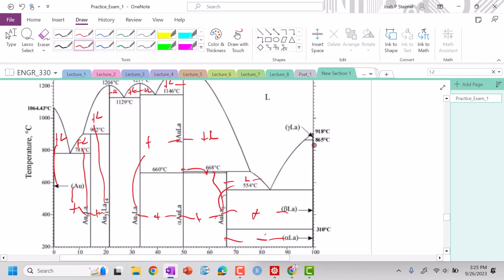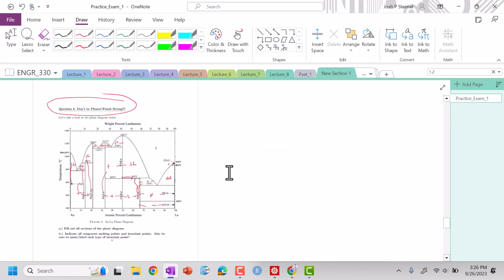And then our gamma. It's right here, so gamma plus liquid there, and then this will be, I assume, our beta plus liquid right here. All right, so let's go ahead and remove all of this text because we want to actually look at some invariant points now.